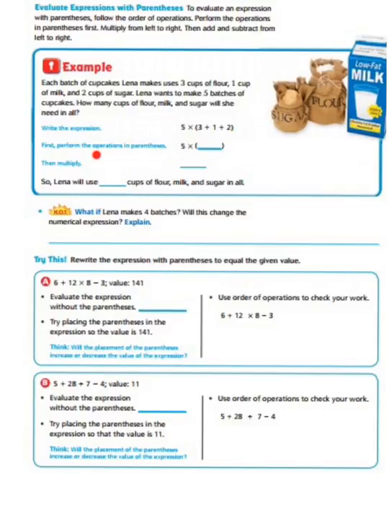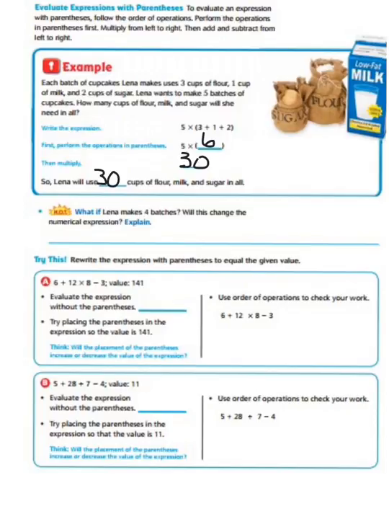So it says first perform the operations in parentheses. Well, in parentheses we have 3 plus 1 plus 2. So we know that 3 plus 1 is 4, plus 2 more equals 6. Then it says to multiply, and we got 5 times 6 equals 30. So Lena will use 30 cups of flour, milk, and sugar in all.